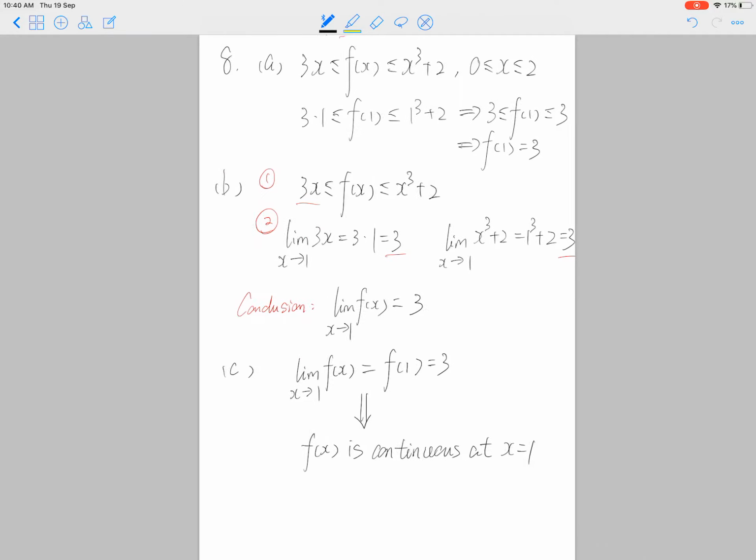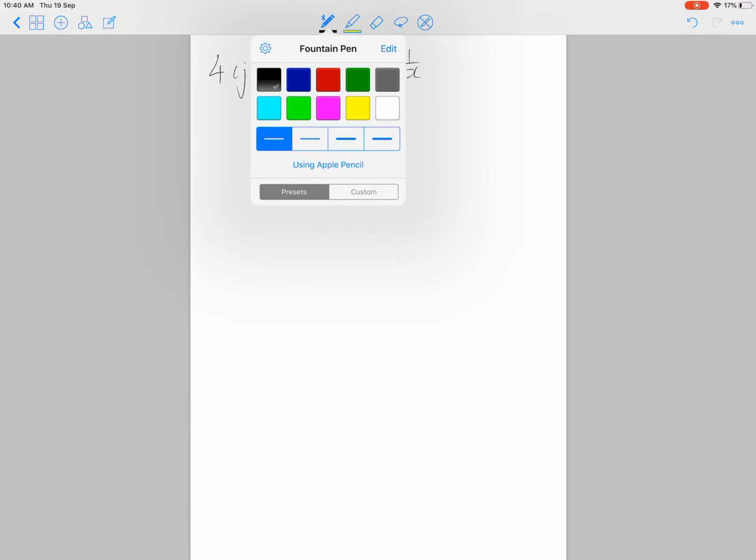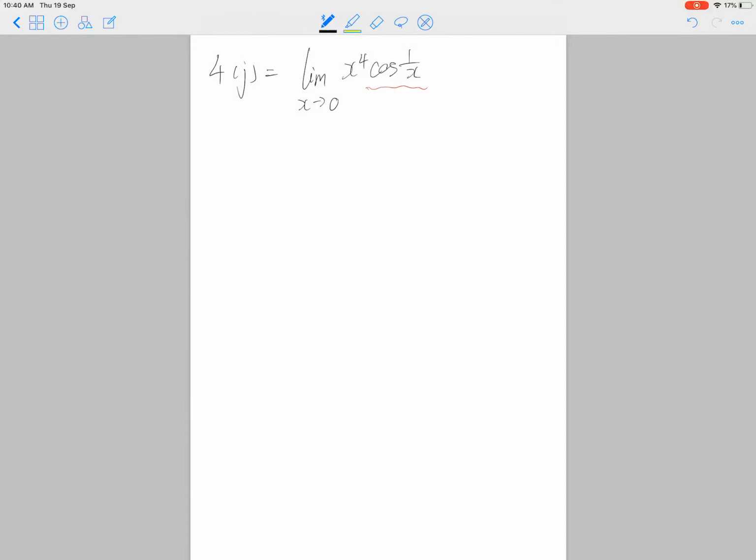All right, so now we can go back to problem 4J. Problem 4J, this limit of x to the power 4 cosine 1 over x. First you cannot split them, because for this part the limit is not defined. So you can only use the Squeeze theorem. So how to use the Squeeze theorem? When you see cosine of anything, it's smaller or equal to 1, greater or equal to -1. So x to the power 4 times this cosine is smaller or equal to x to the power 4 and greater or equal to negative x to the power 4.